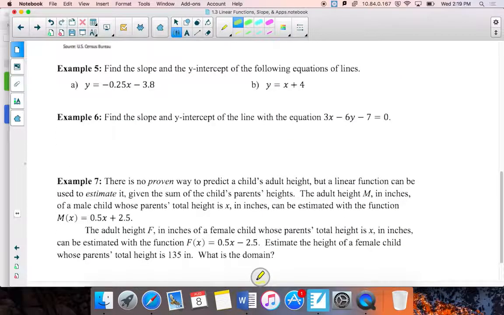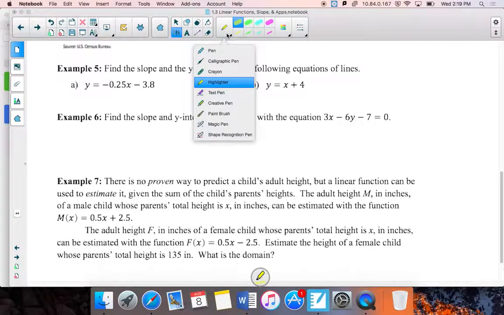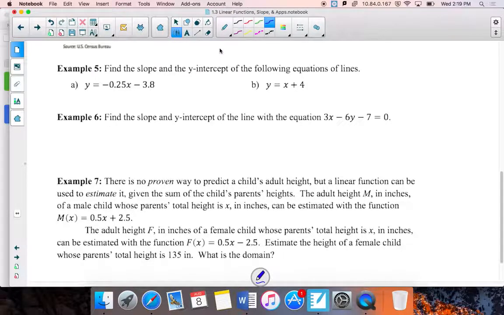All right, example number 5. We're going to find the slope and the y-intercept of those. So the first one's already written in y equals mx plus b, so it's very easy to just pull those pieces. The slope on this one is going to be negative 0.25. The y-intercept, negative 3.8. On the second one, that's also written in slope-intercept form, so please tell us what is the slope and what is the y-intercept, and we'll check that when you get back to class.